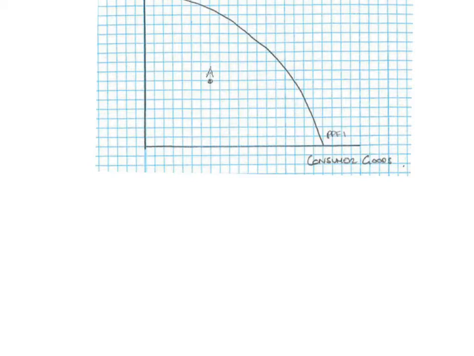Now, because it's inside of the PPF, that's what shows the examiner that you've considered it from the viewpoint that they're not utilising, not using up the factors of production, and it shows negative growth or a decline in economic growth.